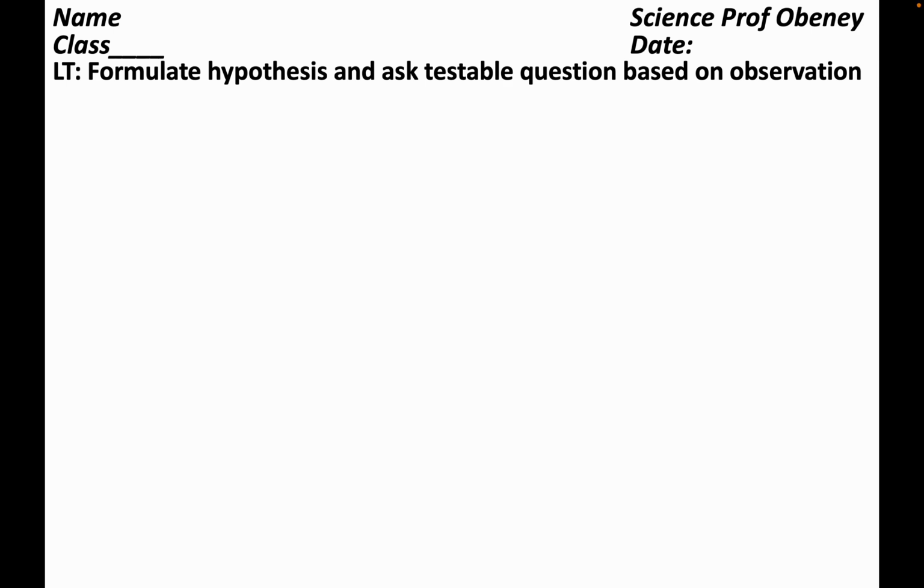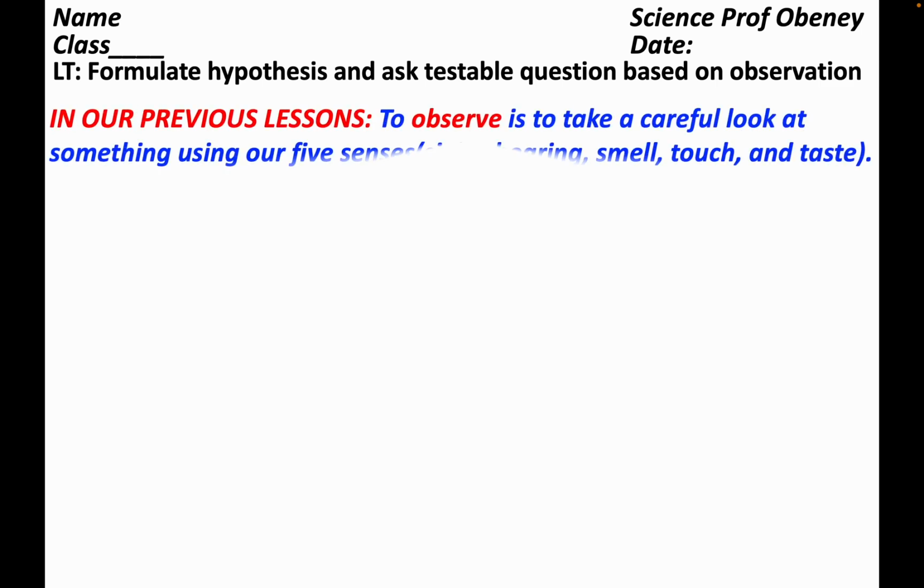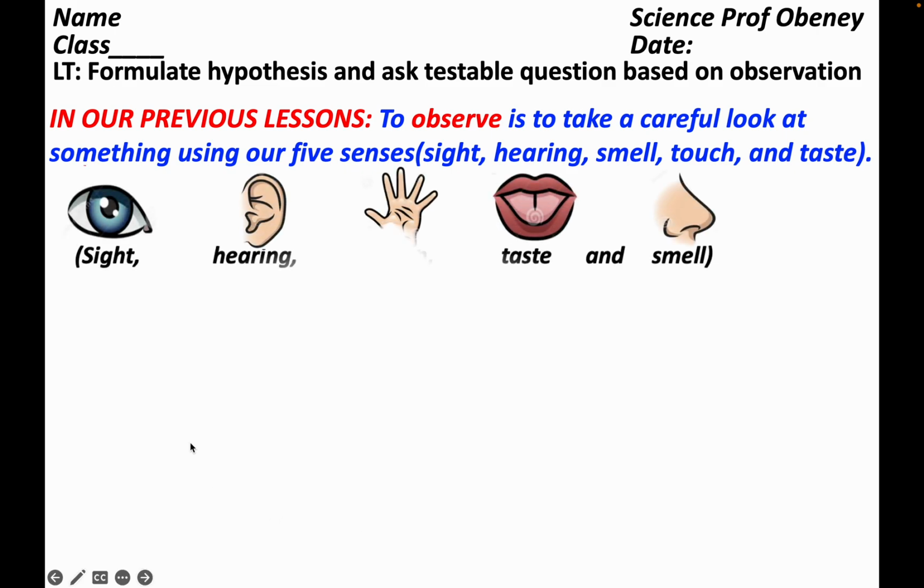Hello, everyone. Our objective today is to formulate hypotheses and ask testable questions based on observation. In our previous lesson, we discussed that to observe is to take a careful look at something using any of our five senses: our sense of sight, sense of hearing, touch, taste, and smell. So if you are observing something, you are using any of your five senses.